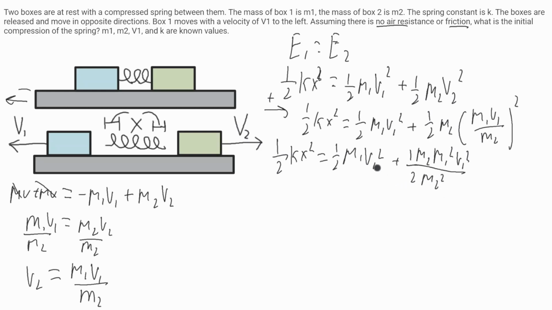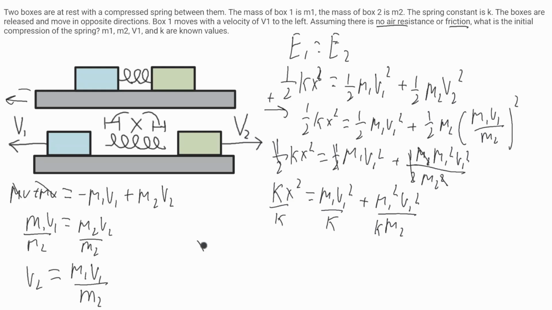Now a lot of things are going to cancel out. These 1/2s are going to cancel out with every term. And also, one of these m2 is going to cancel. There'll be 1 at the bottom still. Now I can write this without all those canceled terms. It'll be k x squared is equal to m1 v1 squared plus m1 squared v1 squared over m2. Now I'm going to divide k to both of these terms.